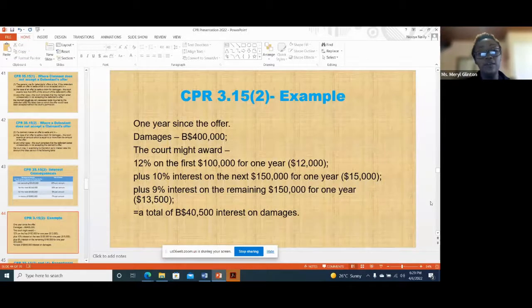So if this was an offer on the table that the defendant refused, that defendant will now have to pay interest in the amount of $40,500. And by way of comparison, if we were looking at only the 6% interest that would normally apply, I did this calculation, that figure would actually only be $24,000. So you're looking at nearly double the interest. Next slide.